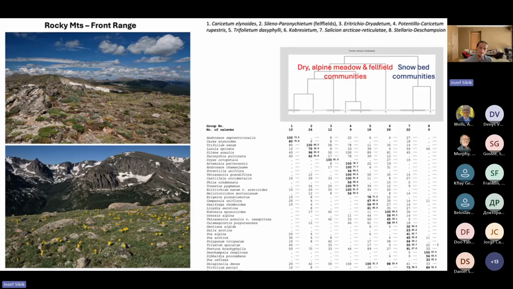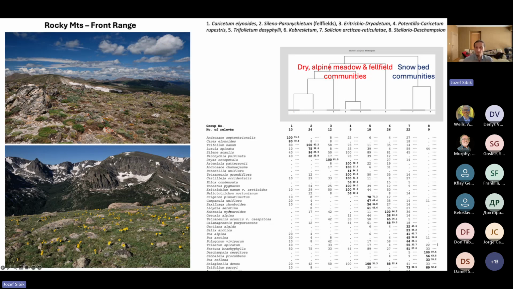And here you can see classification of alpine tundra communities that usually split into two big clusters. The first can be called dry alpine meadow and fellfield communities, and the second one snowbed communities. Even though there are big differences between all these communities, there are fluent gradients that sometimes make trouble when we classify vegetation.